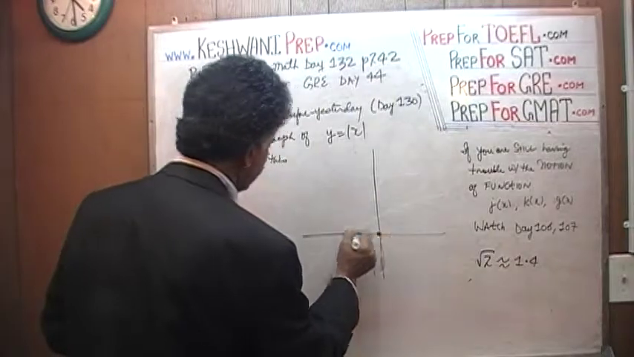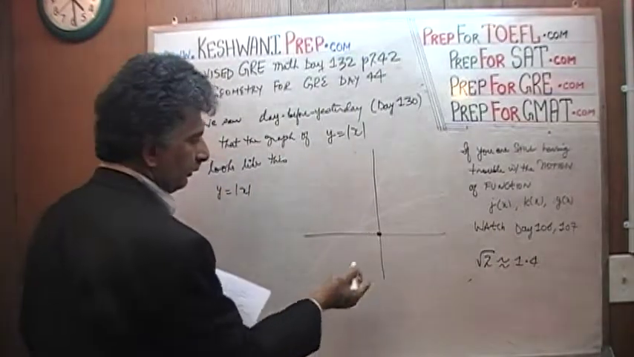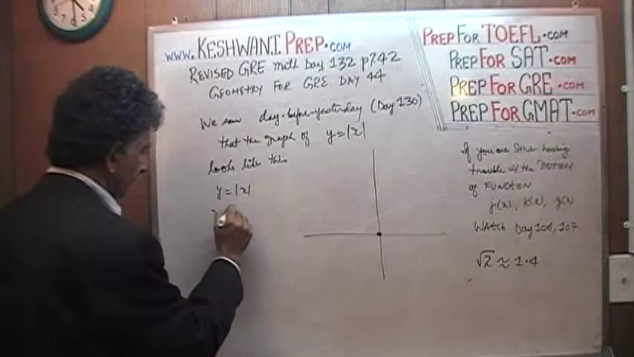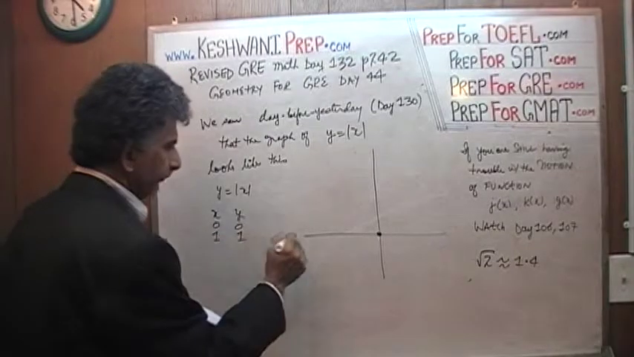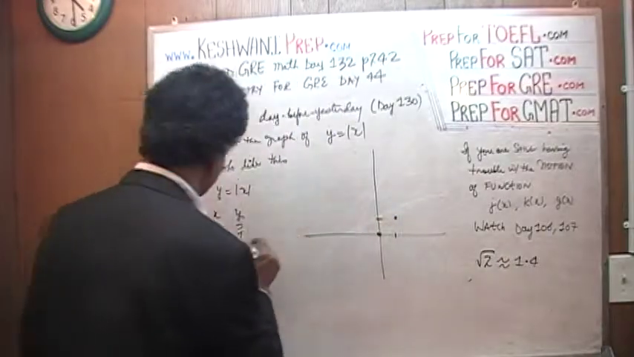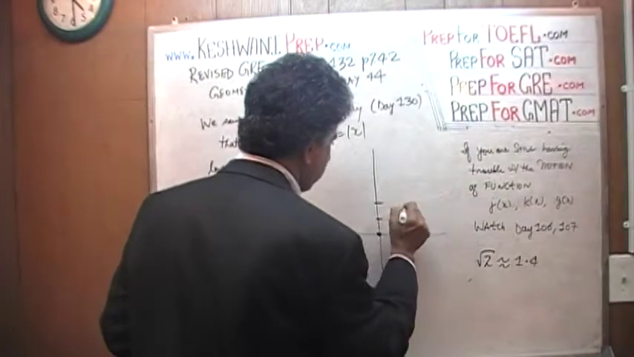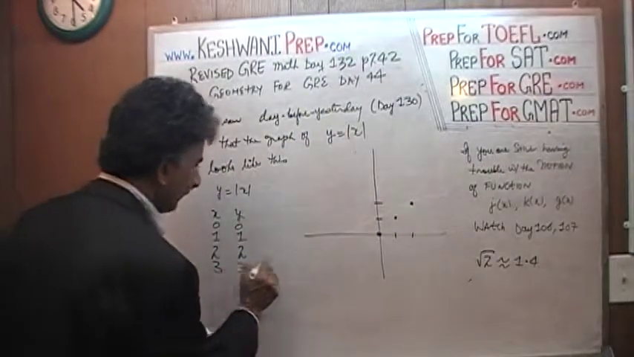When x is 0, y is equal to absolute value of x. When x is 0, y is 0. When x is 1, y is 1. When x is 2, y is 2. When x is 3, y is 3.